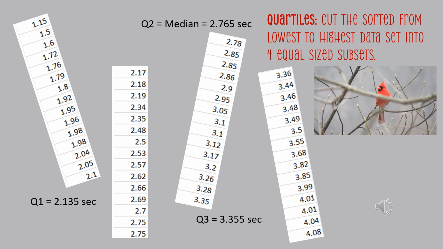So here are our 4 quarters of data. This particular set of data is cut into 4 sets of 15 data values, and the quartiles divide where those subsets begin and end.